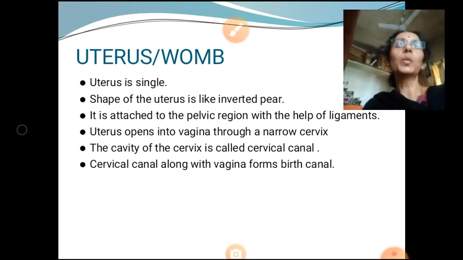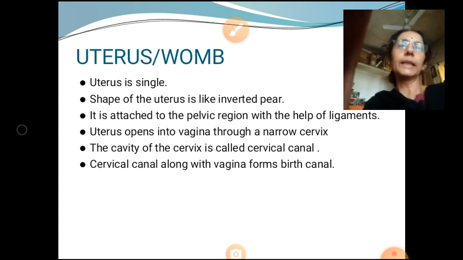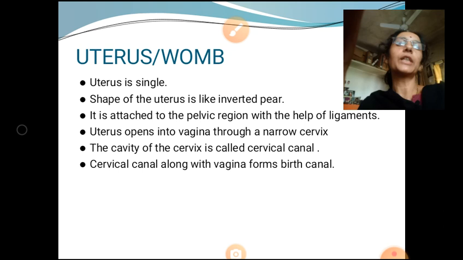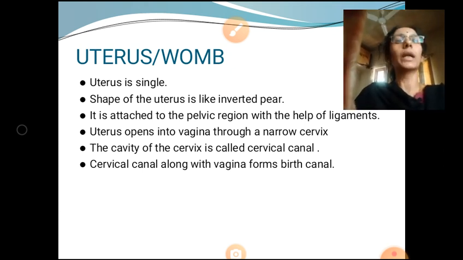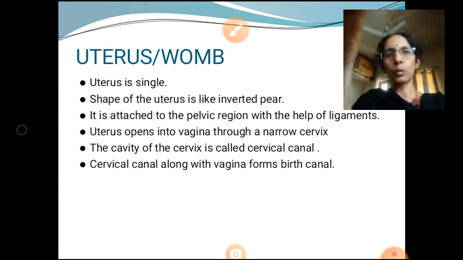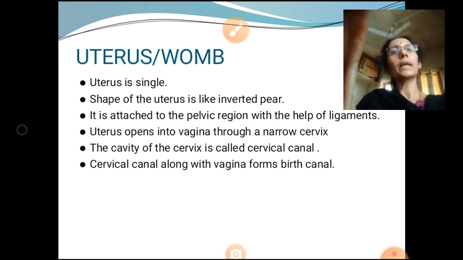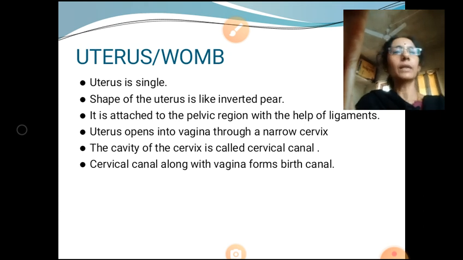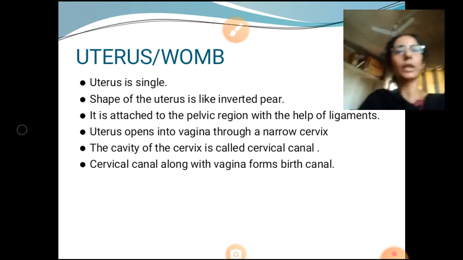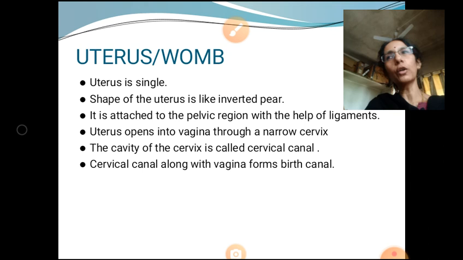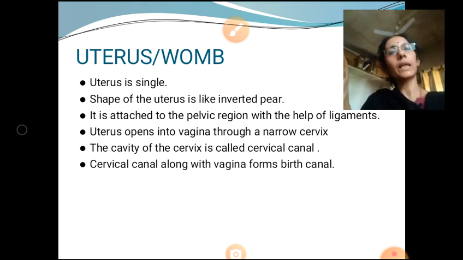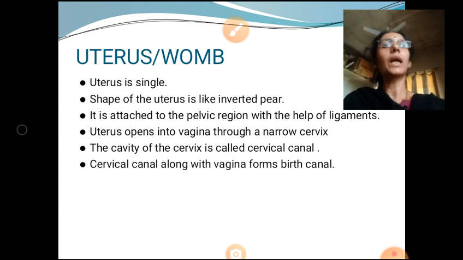Now, the uterus or womb. The uterus is normally single. It is inverted pear-shaped in structure. It is also attached to the pelvic region with the help of a connective tissue called ligament. This uterus opens into the vagina through a structure called the cervix. The cavity or lumen of the cervix is called the cervical canal. The cervical canal along with the vagina forms the birth canal.